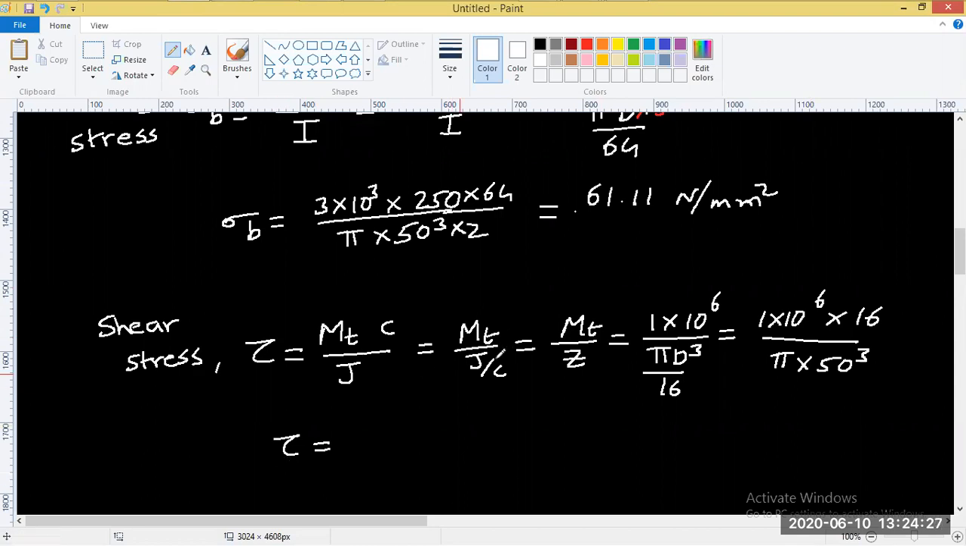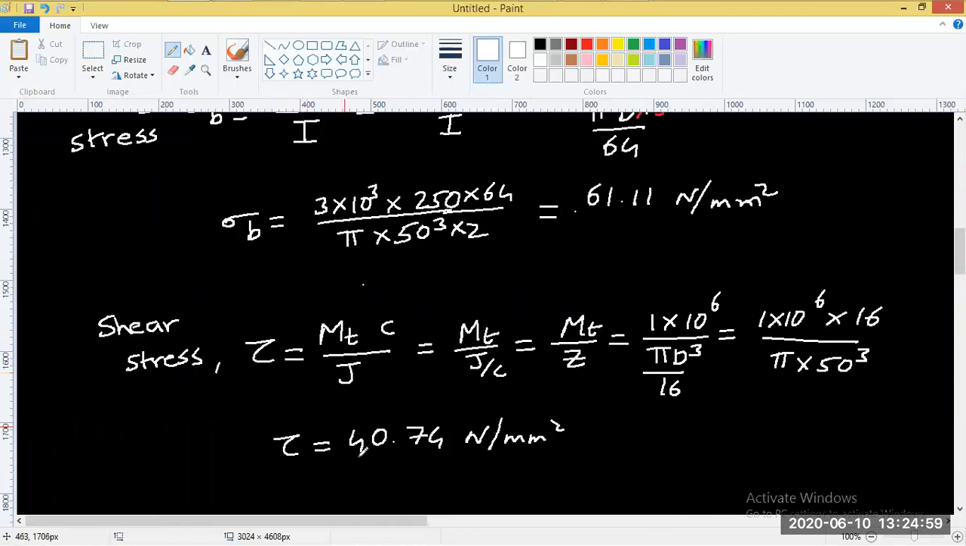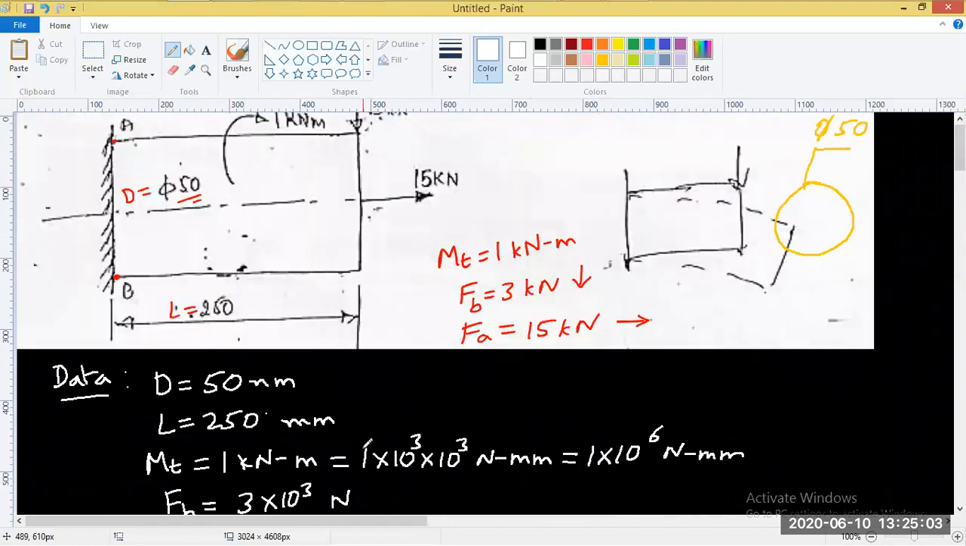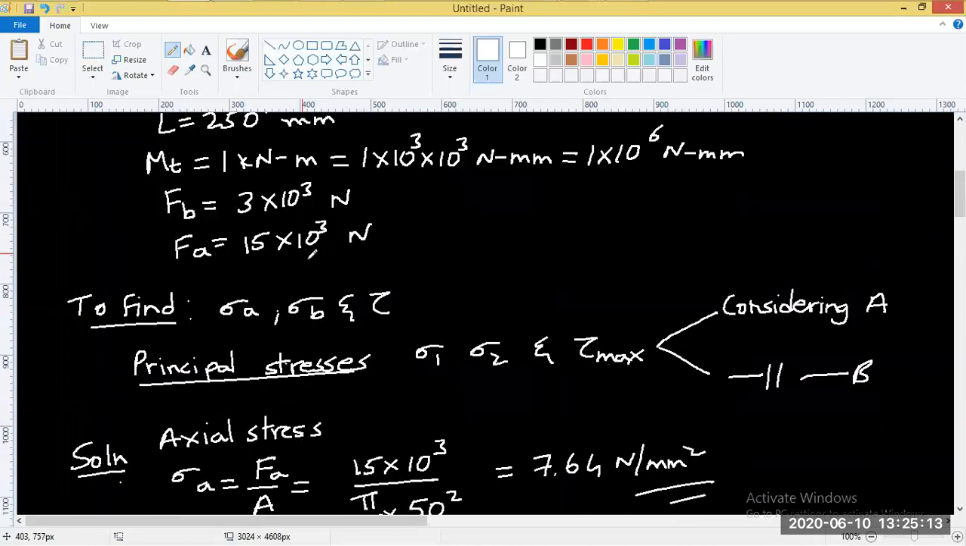So shear stress, I think you get somewhere around 40 something, 40.74, I guess. Just correct me if I'm wrong. Newton per mm squared. Yeah, you're right. So we have found the basic values of stresses individually. Axial, bending, and shear are all individually found out, but this is not what we need. In the component, all these things are applied simultaneously. So what is the end condition? That's what we are bothered about. That's where principal stresses come in. This we'll solve in the next class.